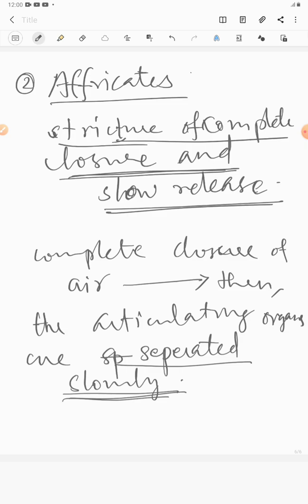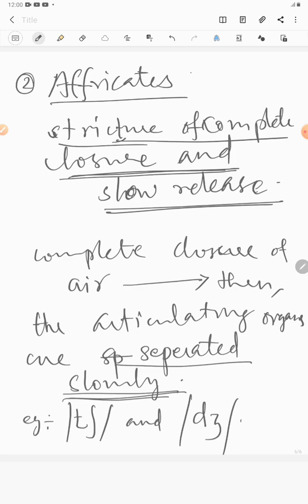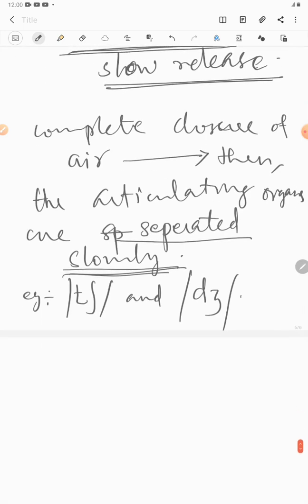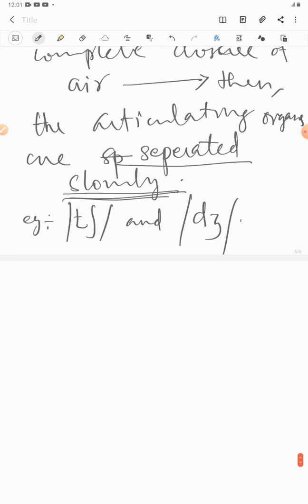We have two affricates in English, and they are ch and j. These are the two affricate sounds in English. We'll also talk about the three-term label of these two sounds.